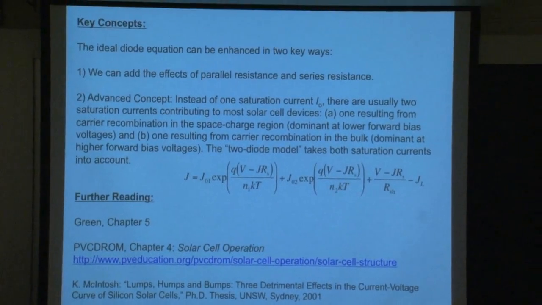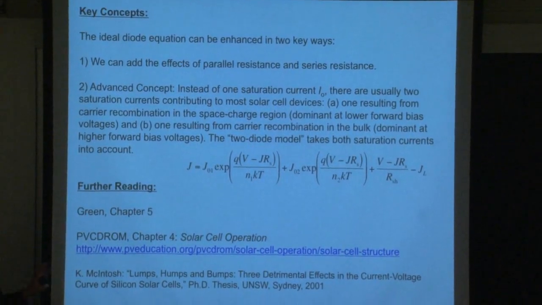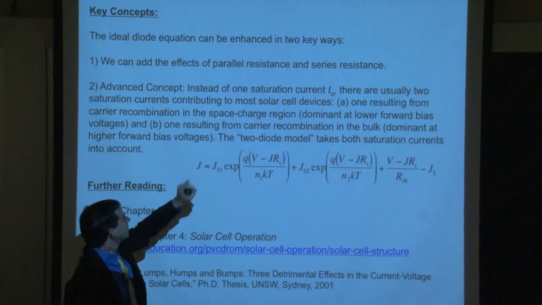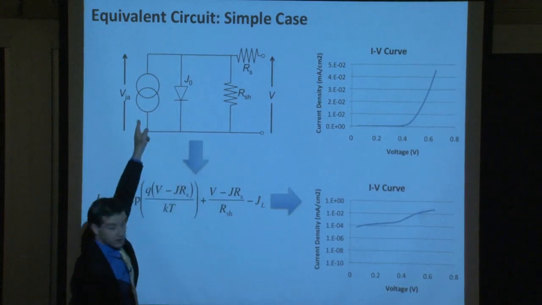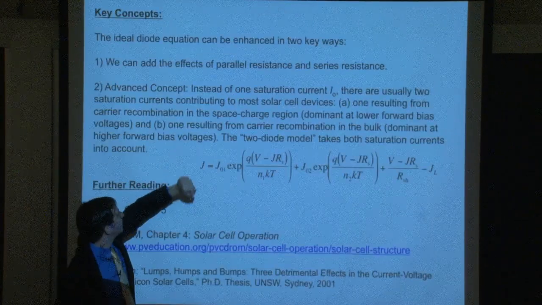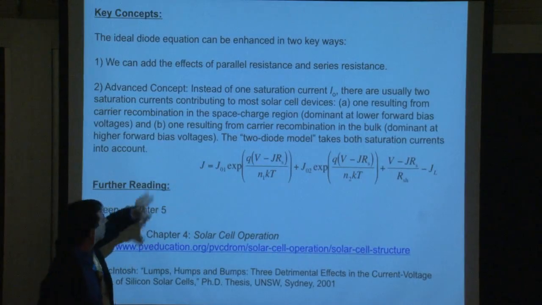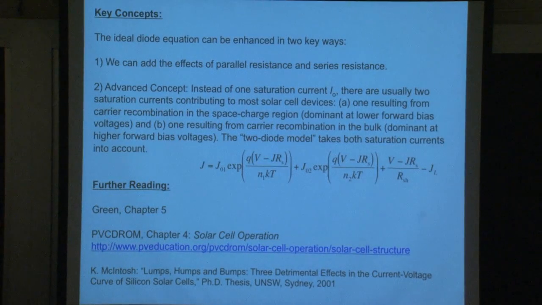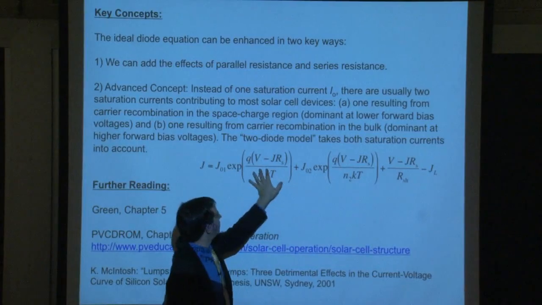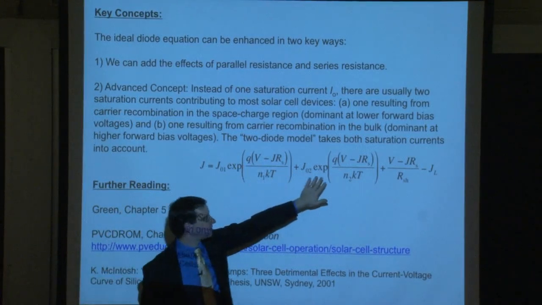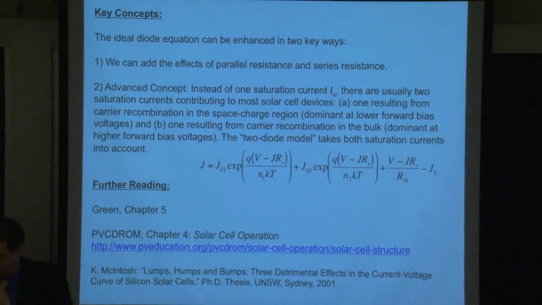So, key concepts so far. We can add the effects of parallel resistance. What we typically refer to as shunt resistance is also called parallel resistance because it appears in parallel with the diode inside of the device. Right? So we can have parallel or shunt resistance and series resistance in our devices. And as an advanced concept, I really wanted to expose you once, and we can talk more about this in office hours, to the notion that in addition to just having one saturation current, you could envision different saturation currents coming from different regions of your solar cell device. Let me walk you through that.